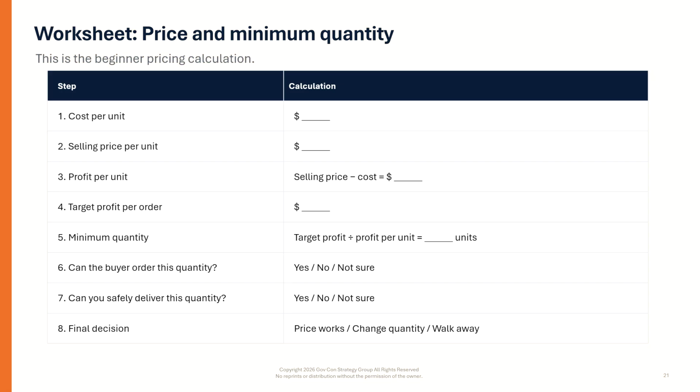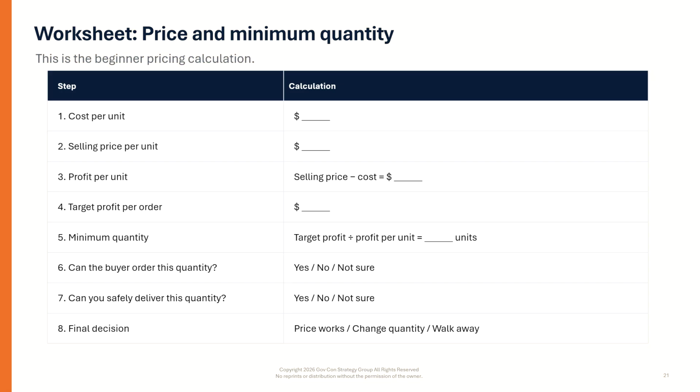After that, ask two practical questions. First, can the buyer order that quantity? If the buyer only needs 40 units, but you need to sell 100 units to make the order worthwhile, the numbers do not work unless you adjust the price. Second, can you safely deliver that quantity? If the buyer can order 100 units, but your business can only produce or deliver 60 units safely, the quantity does not work either. The final decision should come from the numbers. The price works, the quantity needs to change, or you walk away.